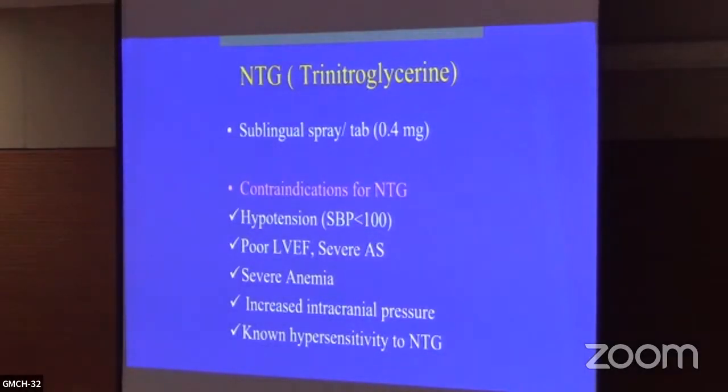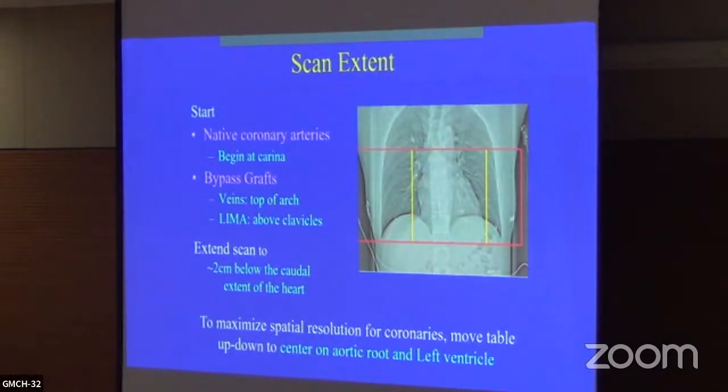We also use NTG spray. That's a sublingual spray which is given to make the vessels look bigger. Our Indian population usually have smaller vessels, so NTG we have found to be very useful and we use it. But make sure you have a look at the blood pressure of the patient and the echo, and rule out a poor LV ejection fraction and a severe AS on echo, and make sure that the pulse pressure is not less than 100.